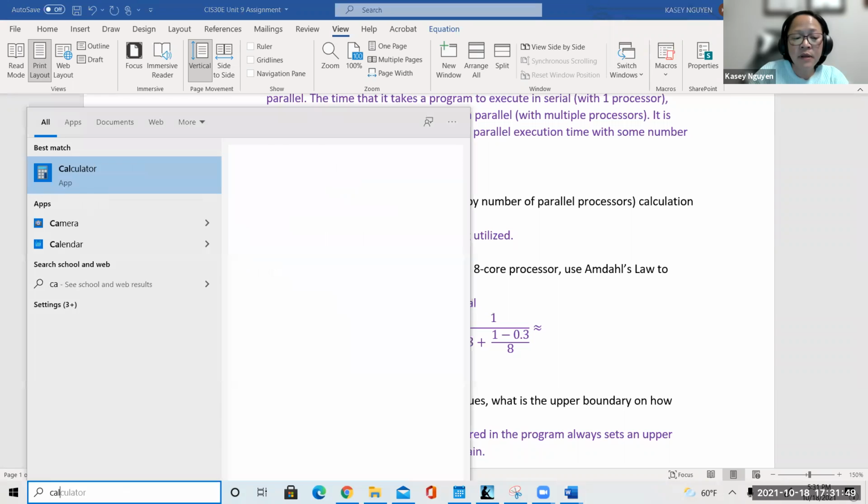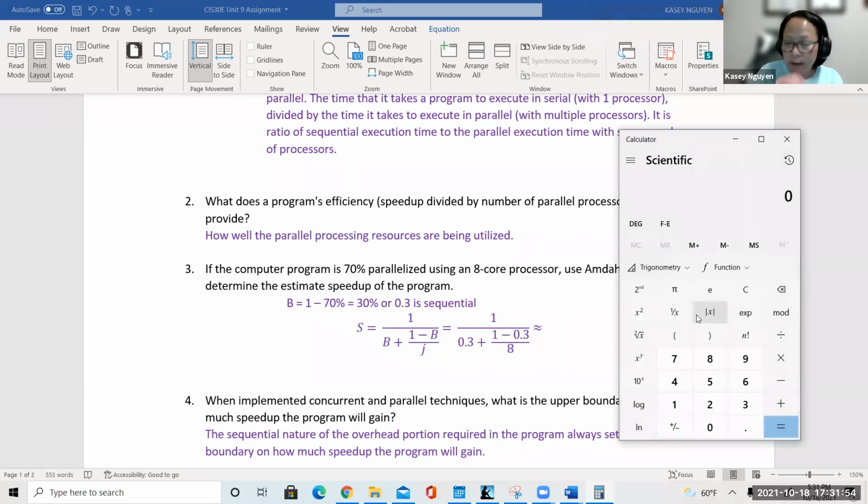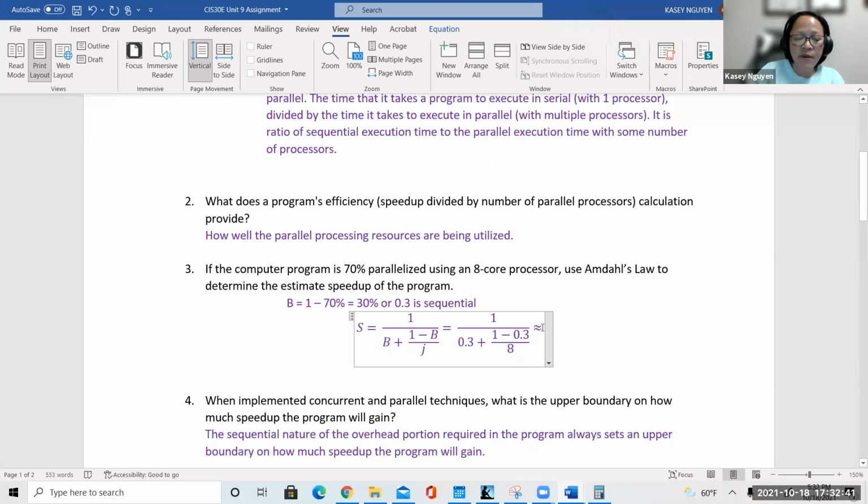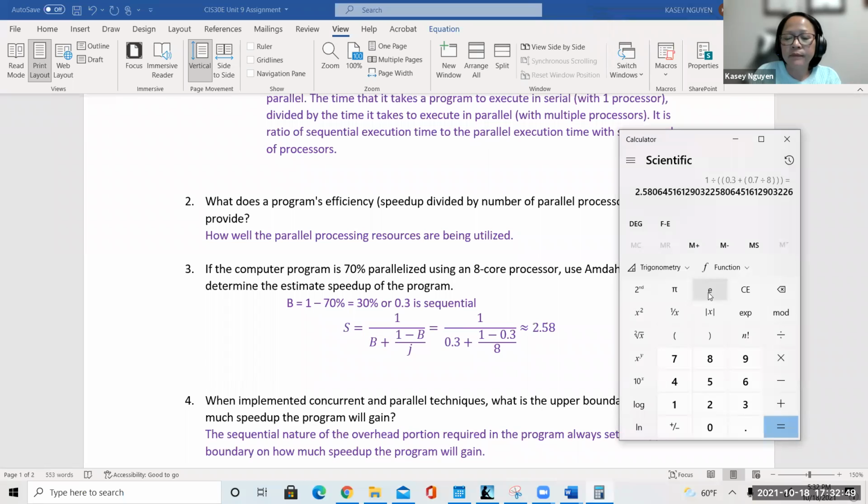So let's bring up the calculator real quick. So I have 1 divided by 0.3 plus 0.7 divided by 8. Yep. So we should be at 2.6 or 2.58. Okay.